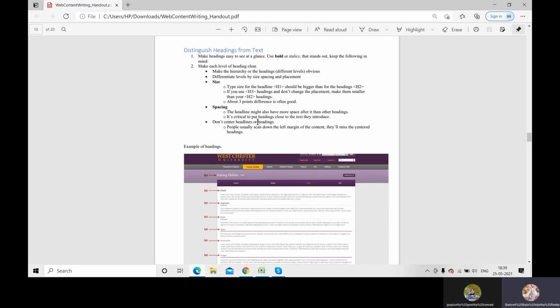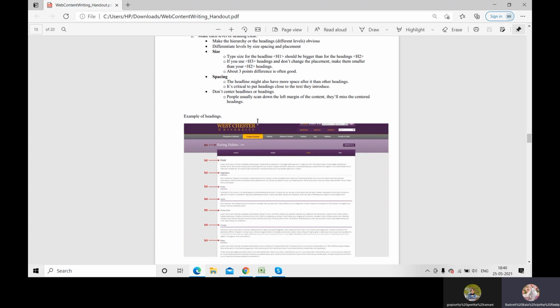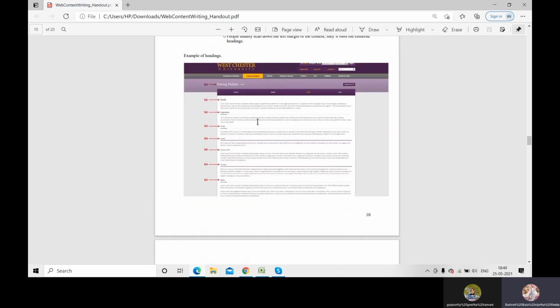Spacing. The headline might also have more space after it than other headings. It's critical to put headings close to the text they introduce. Don't center headlines or headings. People usually scan down the left margin of the content, so they will miss the centered headings. Examples of headings are as follows.